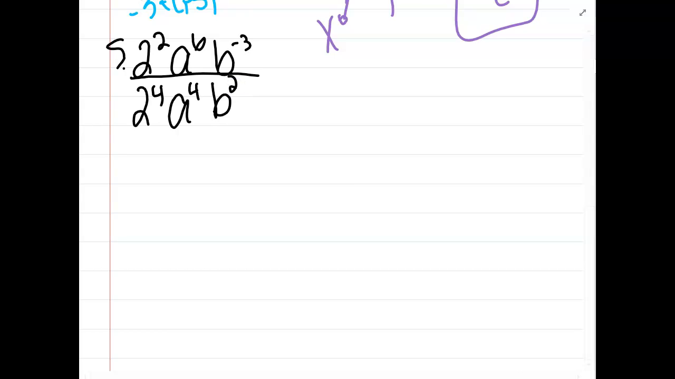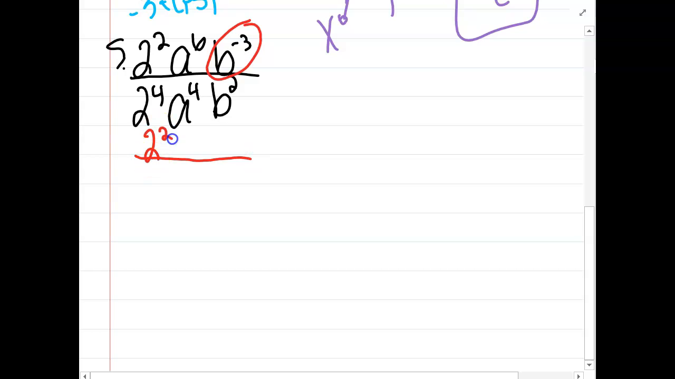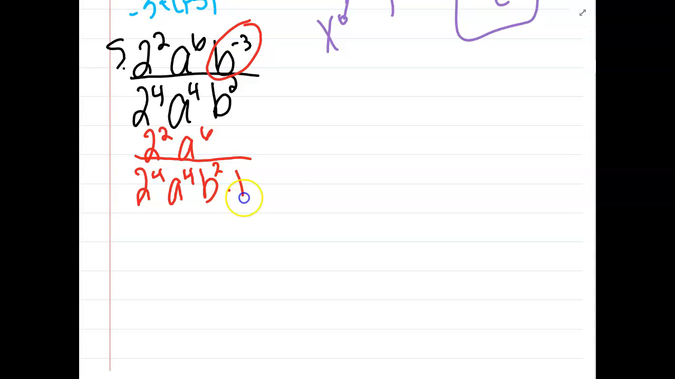Okay, once again, what I prefer to do, I'm going to fix the negative exponents first, and then we can simplify everything all together. So actually, the only negative exponent I have here is the b. So I'm just going to leave everything else the same. 2 squared, a to the 6th, 2 to the 4th, a to the 4th, b squared. I'm not going to move any of that. It's just going to stay the same. But that b from the numerator is going to come down to the denominator, and the negative 3 becomes a positive 3.